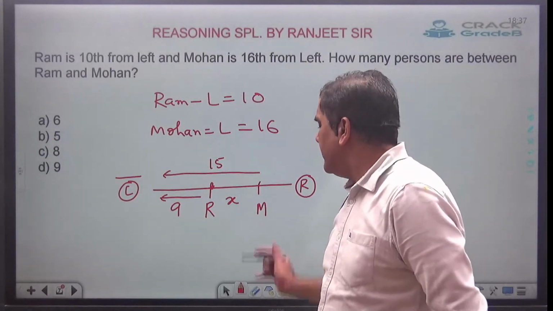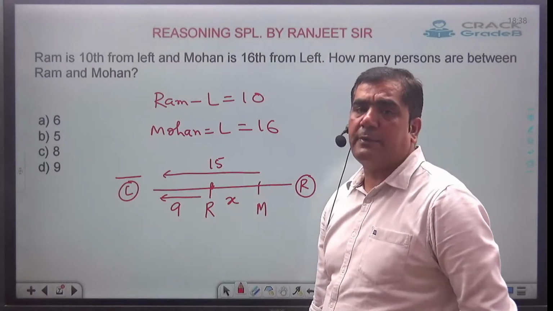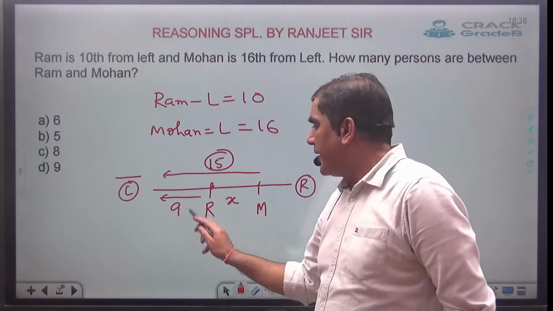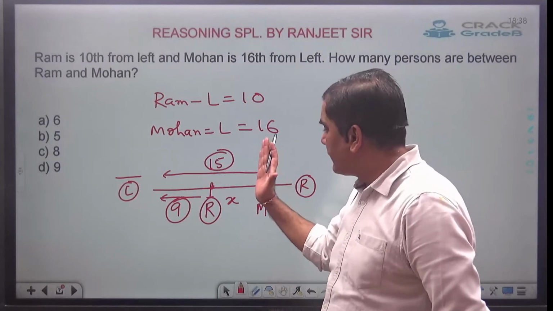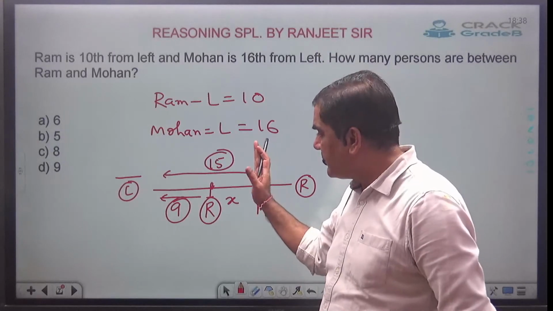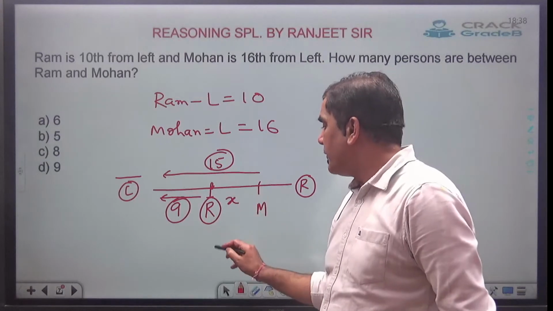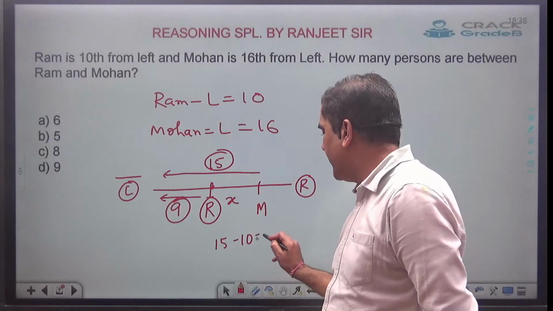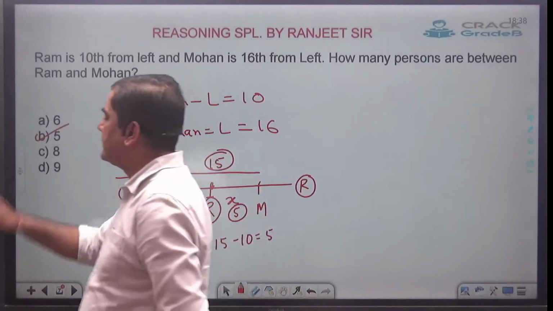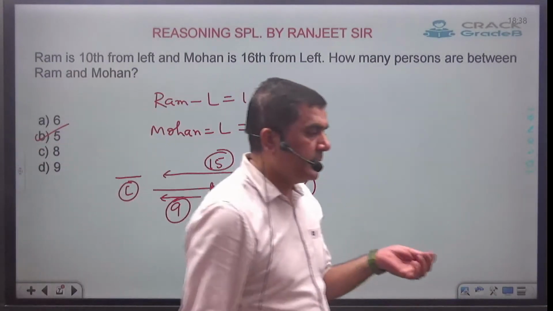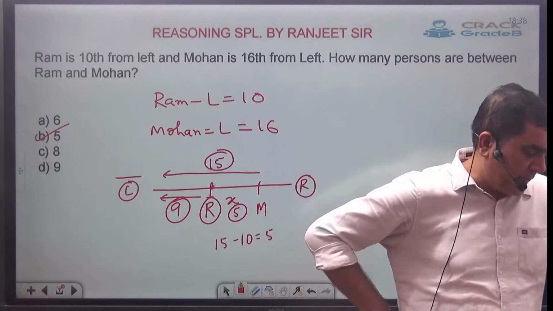Now very simple. See, they are saying to the left of Mohan, there must be 15. And out of these 15, 9 have come and 1 has come as Ram. So 10 has already come into the picture. So remaining is what? 15 minus 10, which comes out to be 5. And these 5 must be in between Ram and Mohan. So answer is what? Answer is B. Clear?